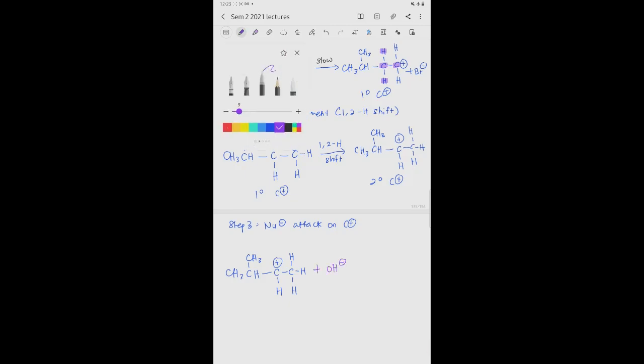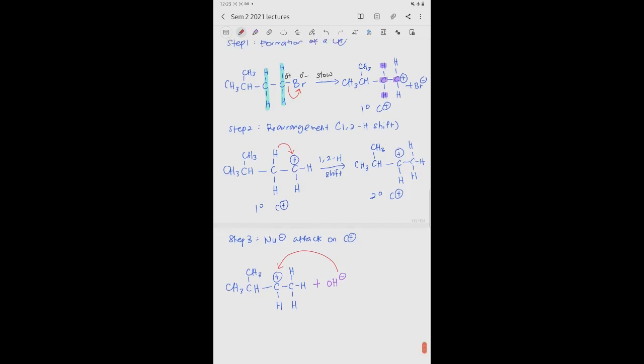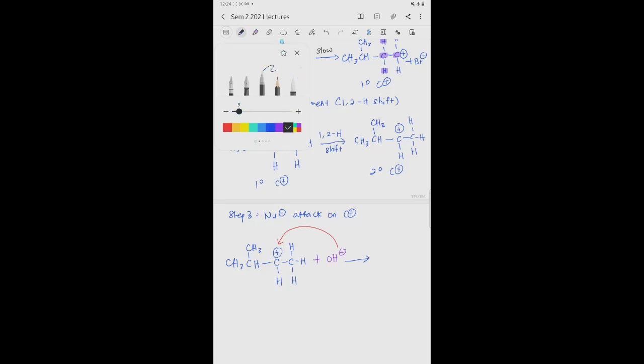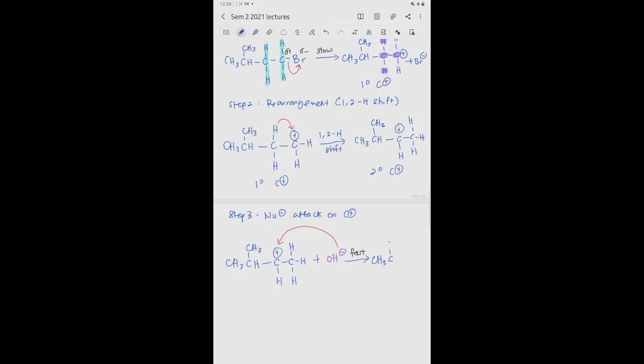So the arrow, remember, must be from the electron-rich species to the electron-poor species, so OH minus attacks the carbocation. This reaction has a fast rate of reaction, and the major product is formed. And the major product here is actually OH attached to carbon number 2 instead of carbon number 1.